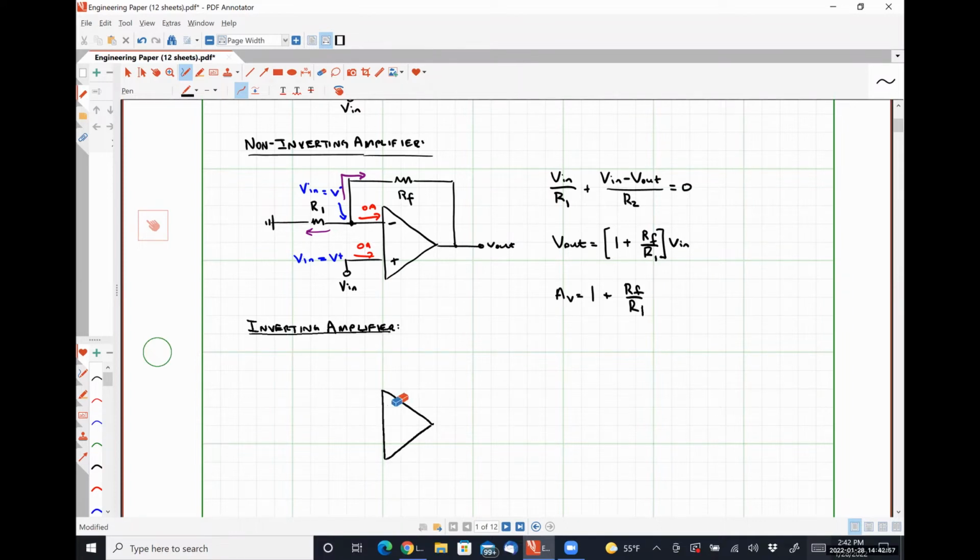Oops, sorry, minus up here. But now we apply ground at our non-inverting terminal. We have our feedback resistance, R sub F. Here's V out. We have that same resistance, R1 here. But we apply Vn over here. So it's literally the exact same circuit, except we swap those two voltages.